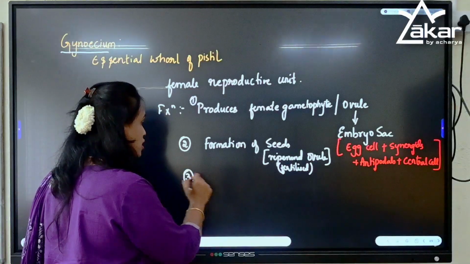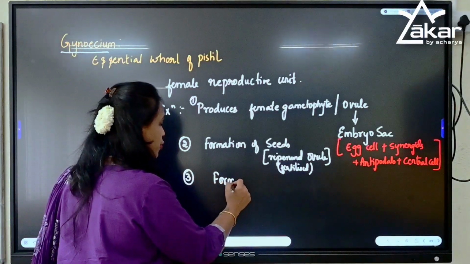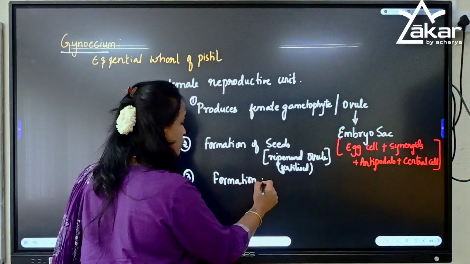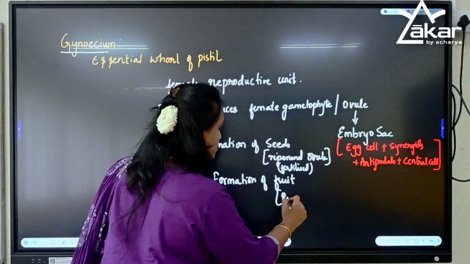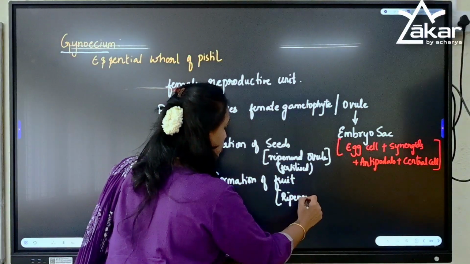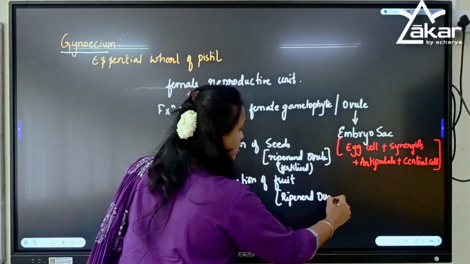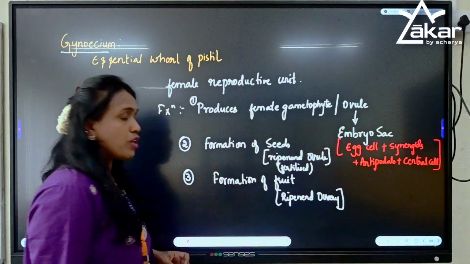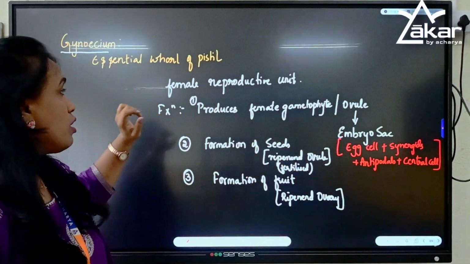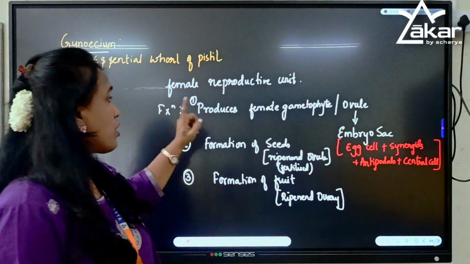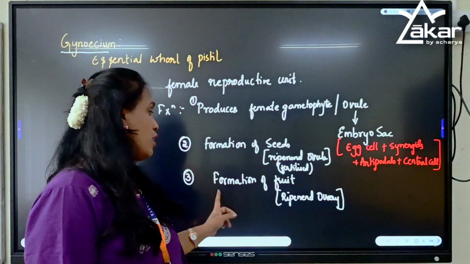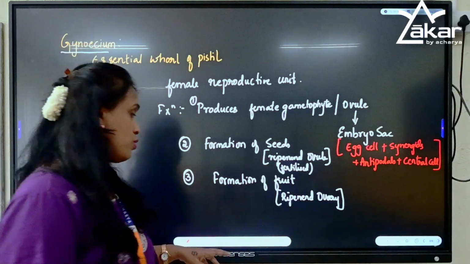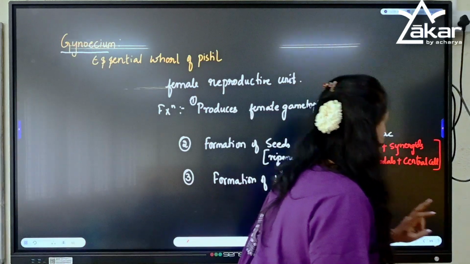Then the next one is formation of fruit. So what is fruit? It is a ripened ovary, right? Ripened ovary. So this is about the female reproductive unit. What is the function? It produces the female gametophyte or ovule, formation of seed and formation of a fruit. So that is with the female reproductive unit.